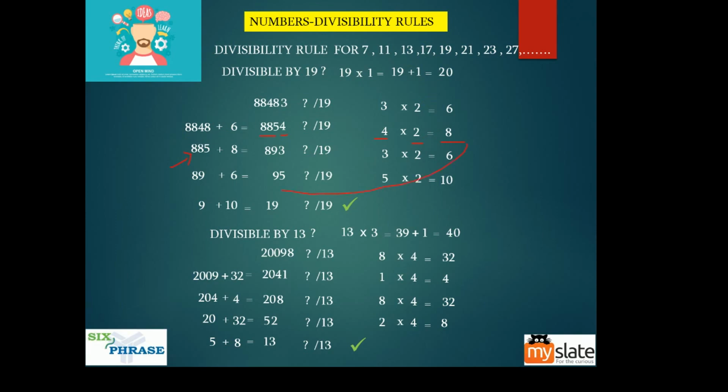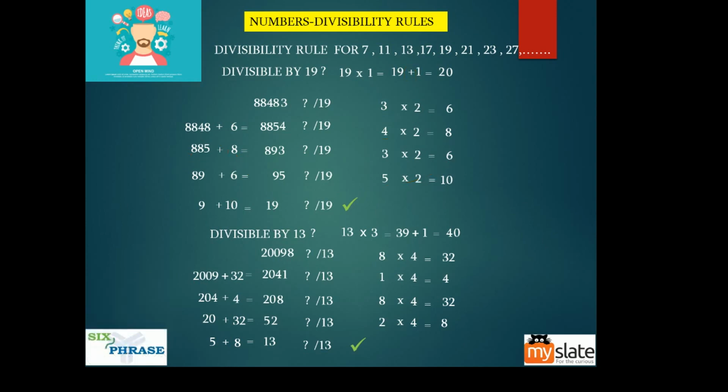So I'll take this 8, put it over here, and then add it. Again it is addition, because here it is addition. What is 885 plus 8? You will get 893. Even now I'm not sure if 893 is divisible by 19. I cannot say for sure. So what do I do?